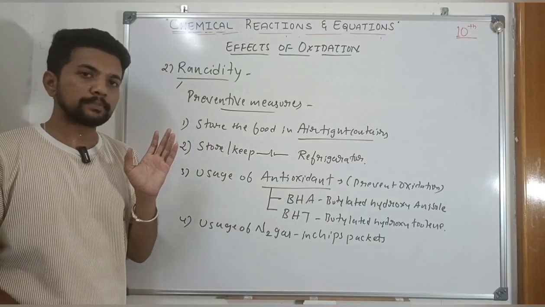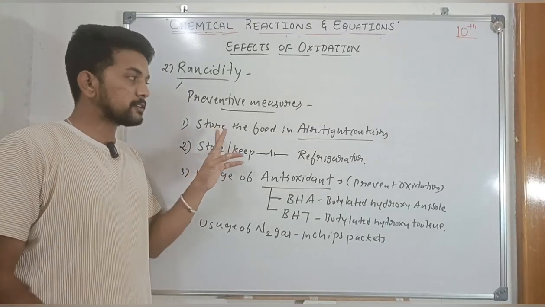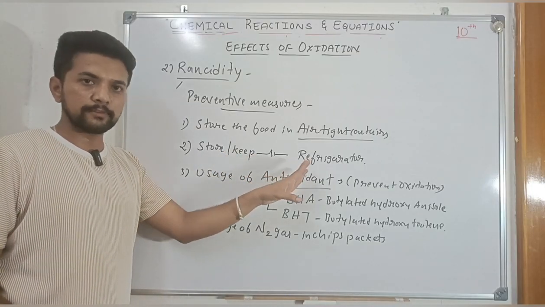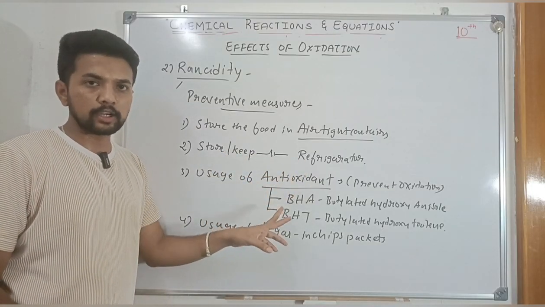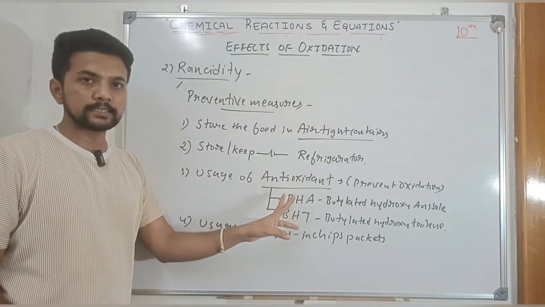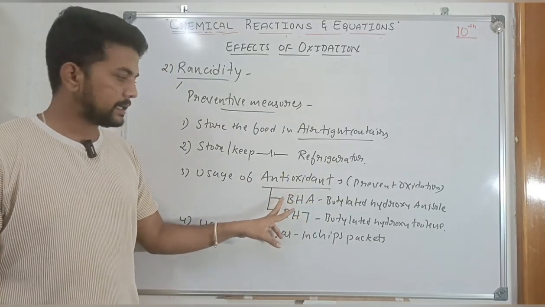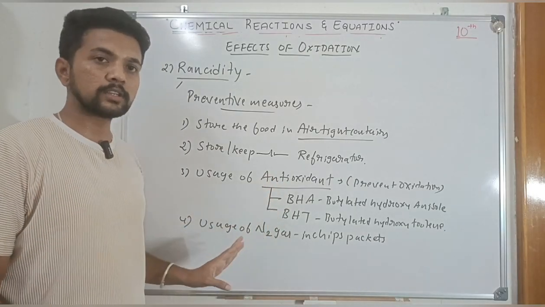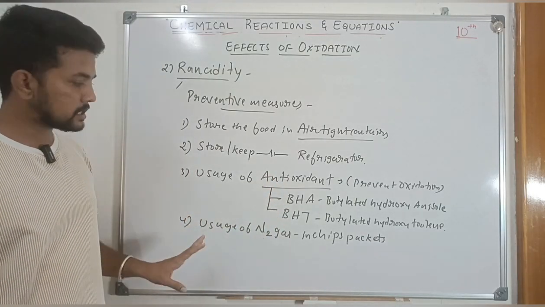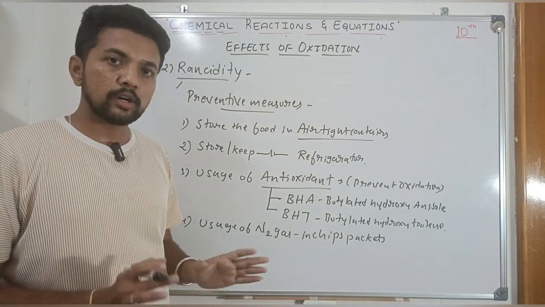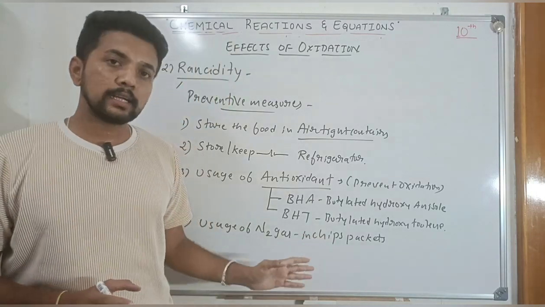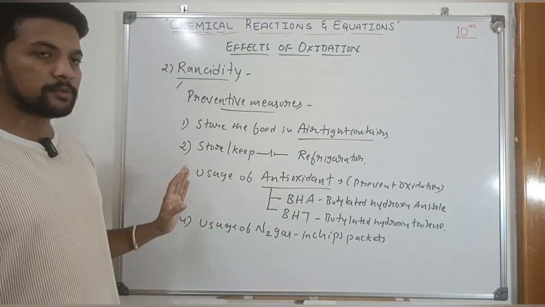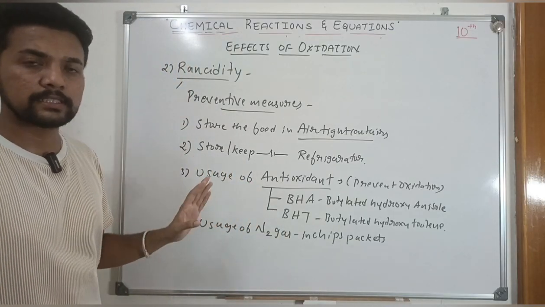So rancidity is prevented by storing the food items in airtight containers, keeping the food items in the refrigerator, and usage of antioxidants, which are substances that prevent oxidation, that is BHA and BHT. These are the examples for antioxidants. And the fourth measure for the prevention is usage of nitrogen gas, or packing the chips in nitrogen gas. These are the four preventive measures for the prevention of rancidity.